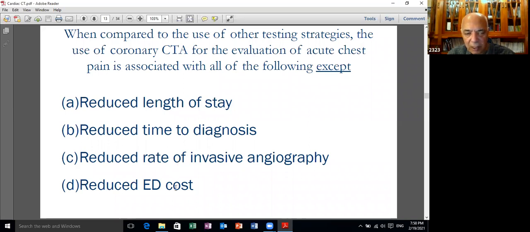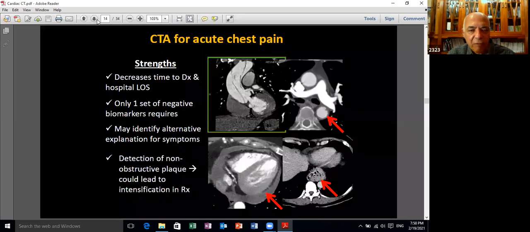So you decrease the emergency department cost and stay in the emergency department, but as a result of using CT, there's a 2% increase in the use of invasive coronary arteriography, which increases the expense. So in patients with acute chest pain, CTA is valuable in decreasing the time to hospital discharge.